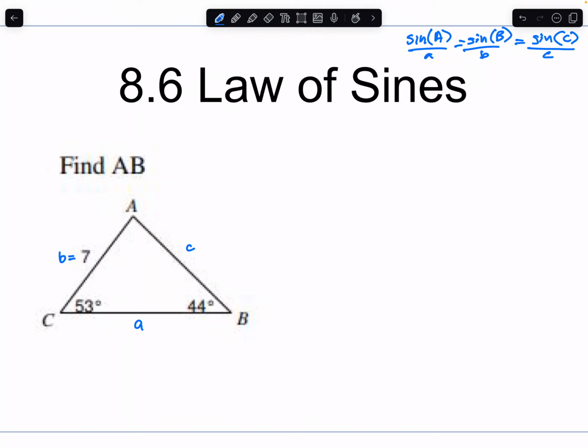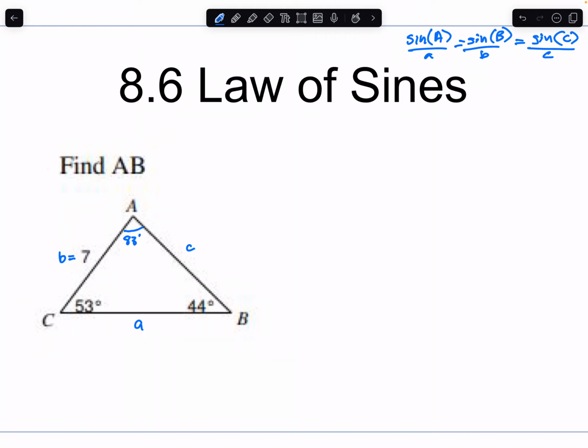Now, because I'm only missing one angle, I can technically find that angle already. All of the angles in a triangle will always add up to 180. So we can just say 53 plus 44 and subtract that from 180. And we can quickly calculate that this is an 83-degree angle.